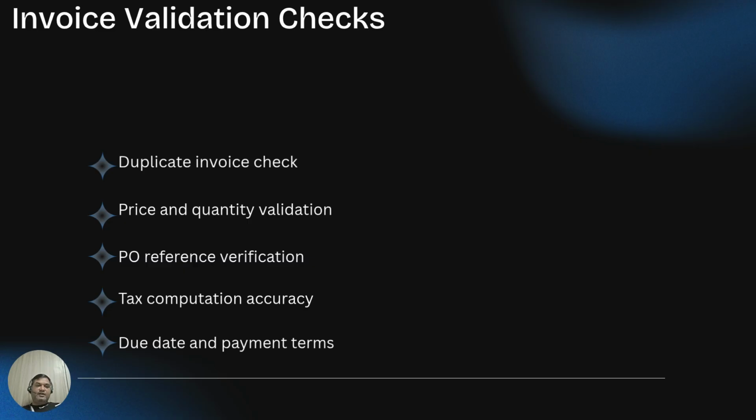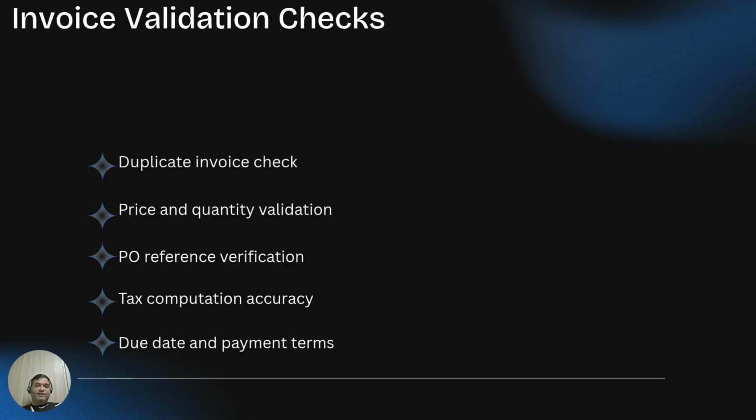You should look at your PO price versus your PO quantity. Then you should make sure that the invoice clearly matches the PO. And then third one is PO reference verification, which means the PO number should be mentioned on the invoice and you should match it with your ERP system.